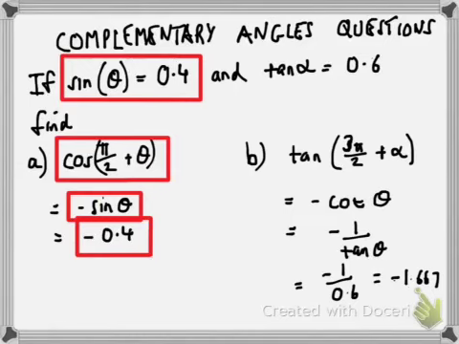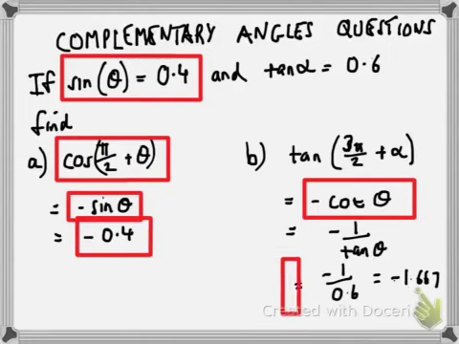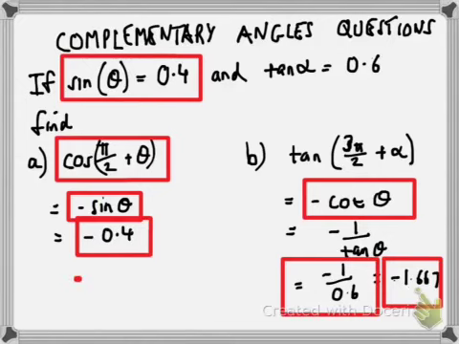Tan of 3 pi on 2 plus theta. That's 270 plus an angle. That puts us in the fourth quadrant. What do we know about tan in the fourth quadrant? It's negative. So we get negative cot theta. Now, cot, remember, is 1 over tan. So it's negative 1 over tan theta. Tan theta is 0.6. So it's negative 1 over 0.6, which is negative 1.667 if we work it out on a calculator. There's only one question in the book dealing with this, so it might be a good idea now to have a look at page 269. Page 269, question 10. Let's have a go at that.